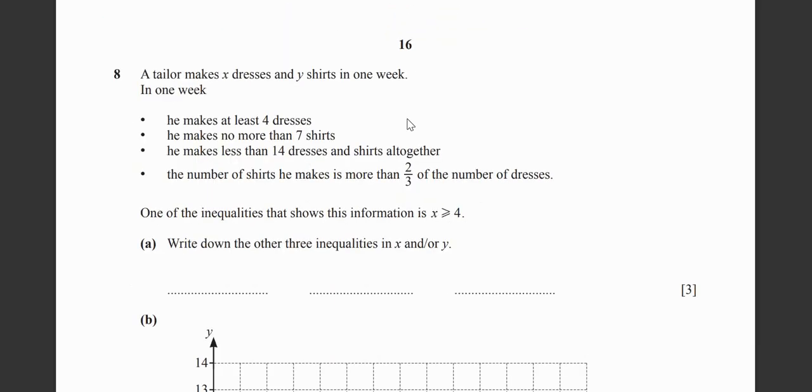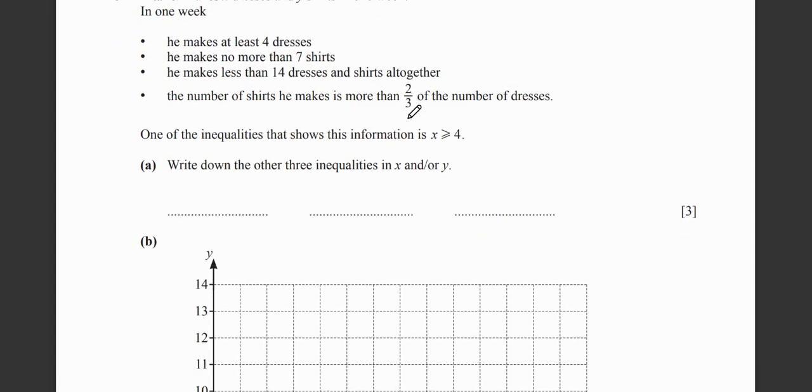Okay. Now this question says that a tailor makes X dresses and Y shirts in 1 week. Alright, in 1 week he makes at least 4 dresses. He makes no more than 7 shirts. He makes less than 14 dresses and shirts together. The number of shirts he makes is more than 2/3 of the number of dresses. One of the inequalities shows this information is x is greater than or equal to 4. Write down the other inequalities in x or y.